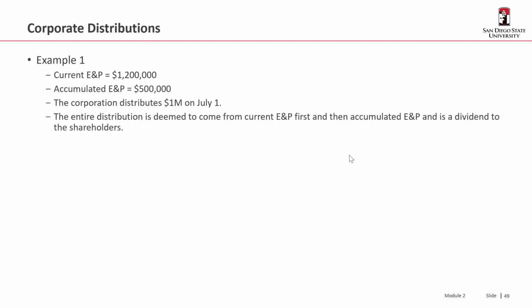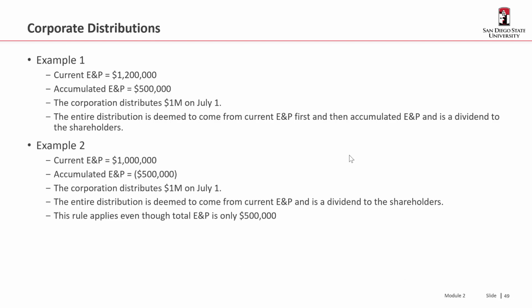Okay, so example one, current E&P is $1.2 million, accumulated E&P is $500,000. This looks like a classic positive-positive, right? These are both positive. The corporation distributes $1 million on July 1st. Well, when you have positive-positive, the distribution is deemed to come from current E&P first and then accumulated E&P. So the distribution of $1 million would come all from current E&P, wipe that down to $200,000. We wouldn't even touch accumulated E&P, and as a result, all of that would be a dividend.